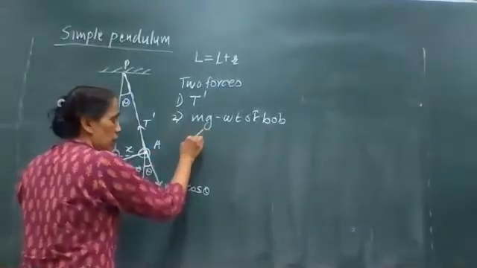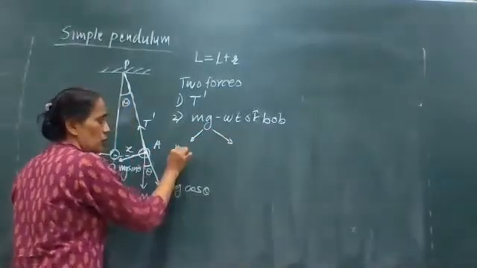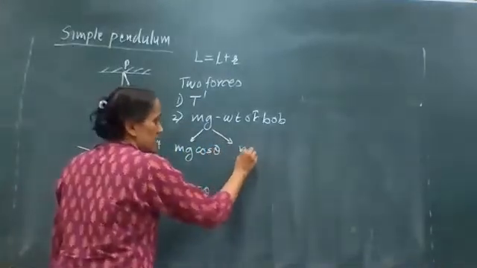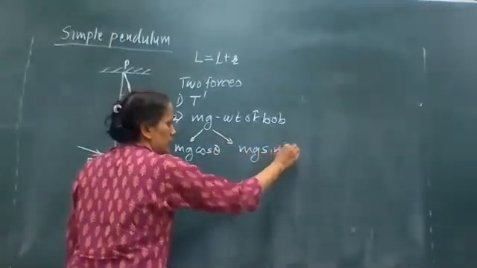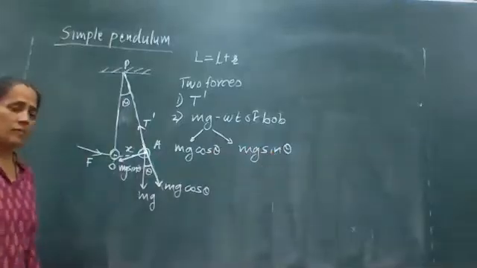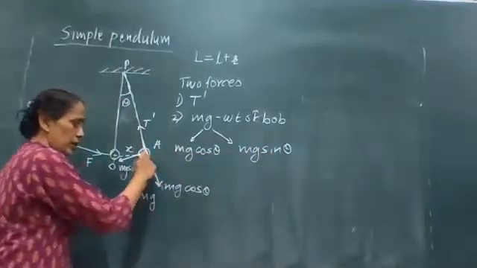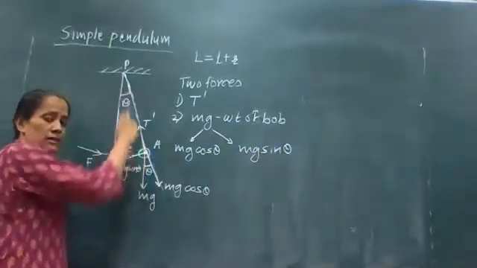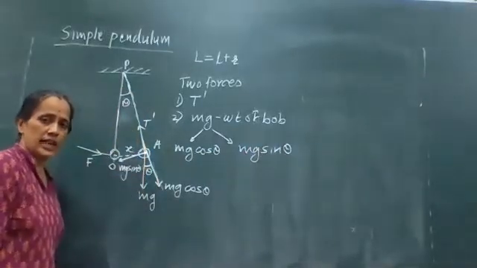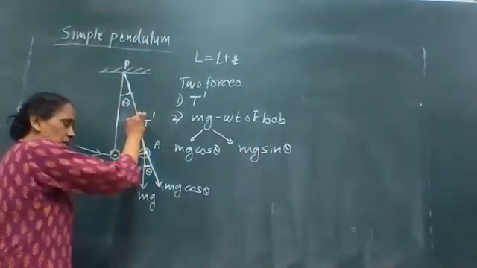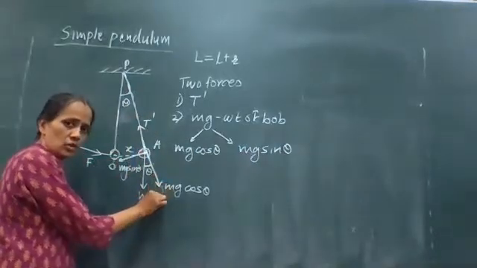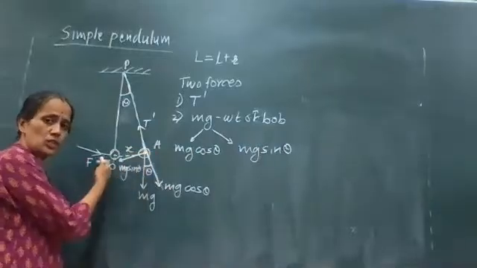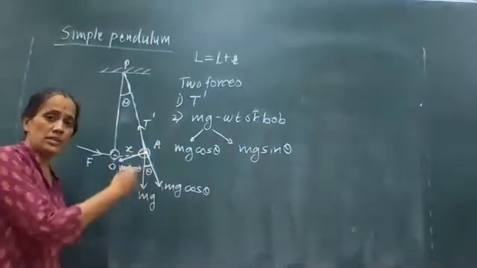Means your mg component will get resolved into two. One is nothing but the mg cos theta, and the second is nothing but the mg sin theta. Now this mg cos theta component is away from the rigid support, and towards the component, the force component is nothing but T dash. Means T dash component will be balanced by mg cos theta. While mg sin theta direction is towards the center, towards the mean position.